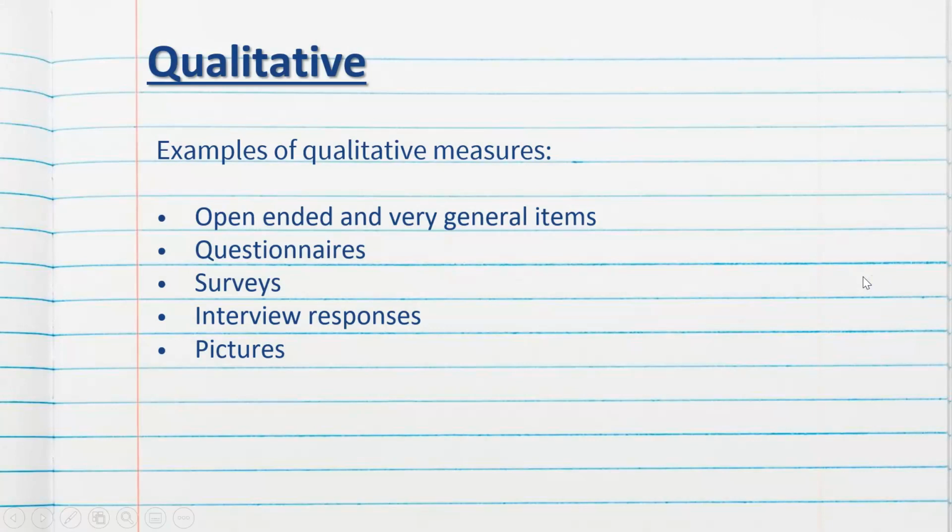Now, qualitative data is, again, any data that is not numbers, all right? So often this involves open-ended and very general items. So responses in sentences and language in terms of questionnaires that we send out, survey responses in terms of, again, words and language, comment boxes, respondents for our survey questions, interview responses, and like I said before, pictures. So any data that's in word and language form and that's not numbers is seen as qualitative data.